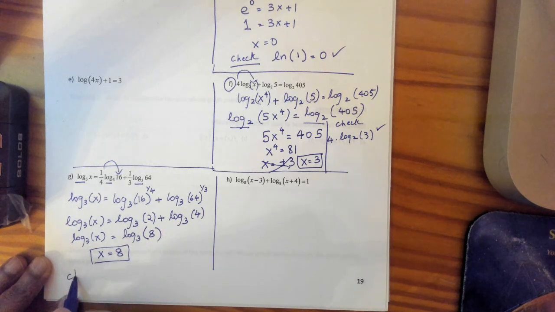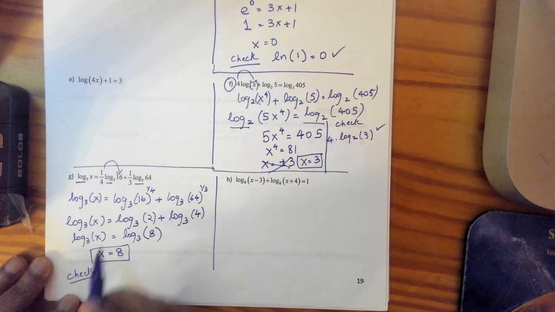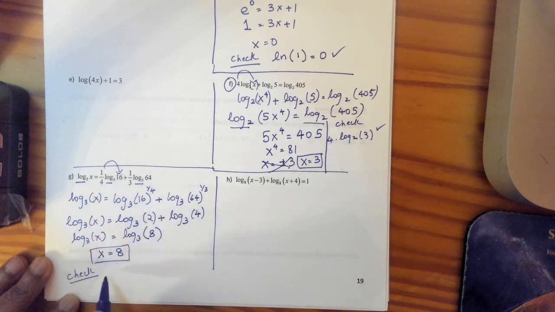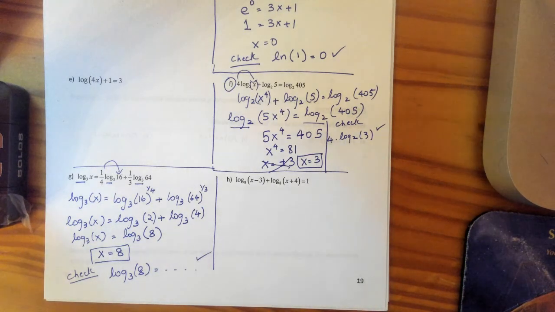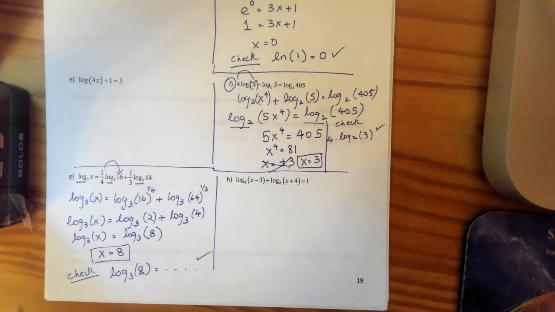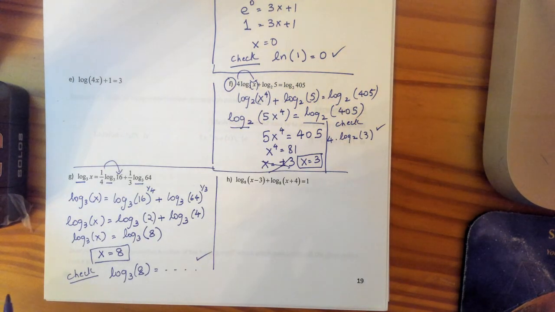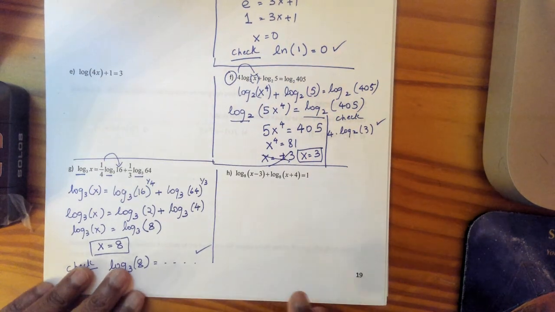And you go ahead and do the check. It should work because I don't think you're getting a negative value. So log base 3 of 8 equals, you go ahead and do this. So this is a valid value, so it is okay. Let's go ahead and look at this problem.